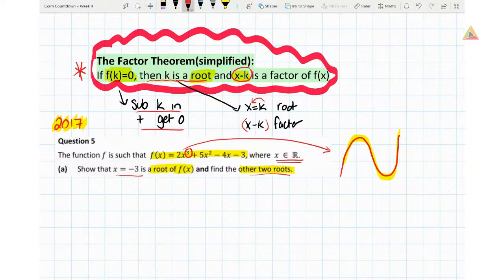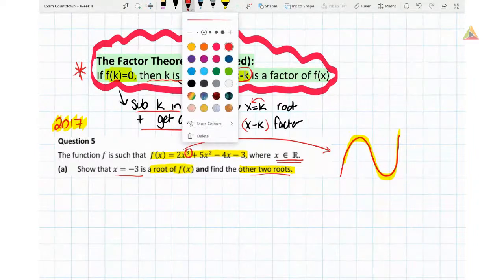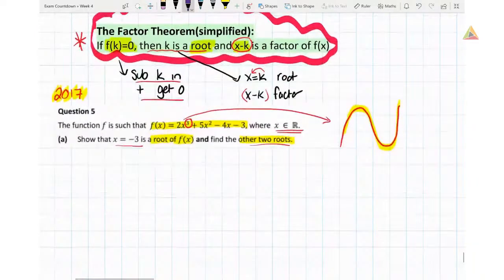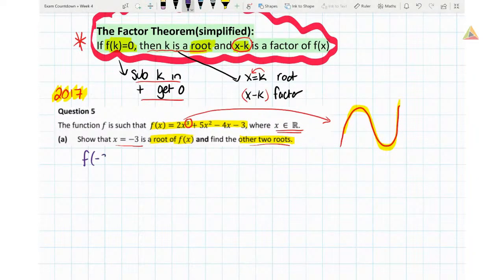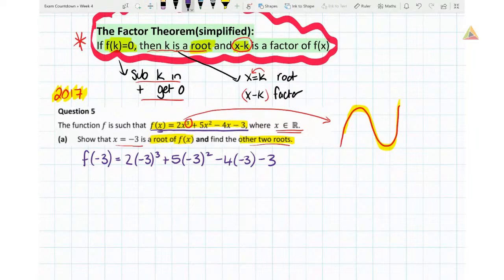So to show that x equals minus 3 is a root, I'm going to sub minus 3 into my function. In other words, I'm going to take f of minus 3. So I'm replacing my x. Everywhere I see an x, I'm going to replace it with a minus 3. So it becomes 2 bracket minus 3. We're always subbing in using brackets. Plus 5 times minus 3 squared minus 4 times minus 3 minus 3. So all I've done is replace every x in this function with a minus 3.